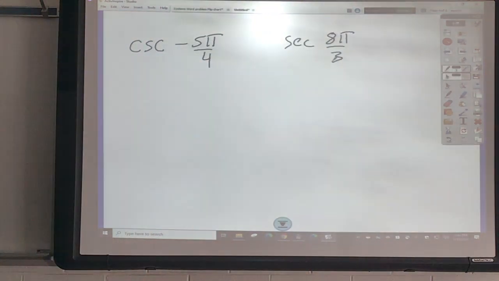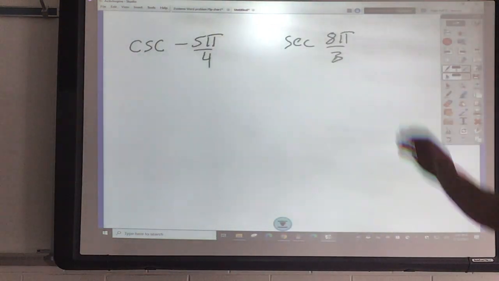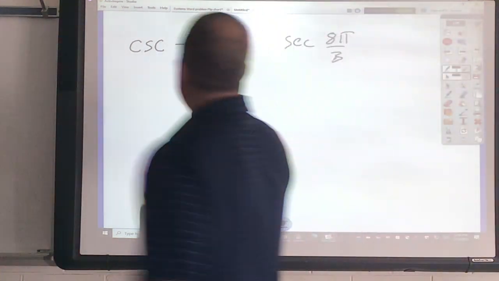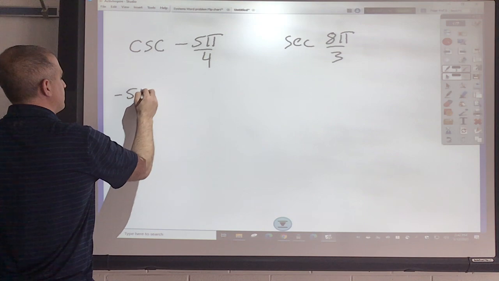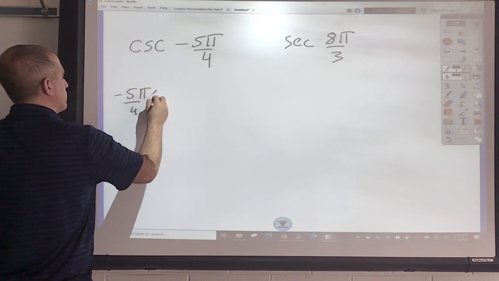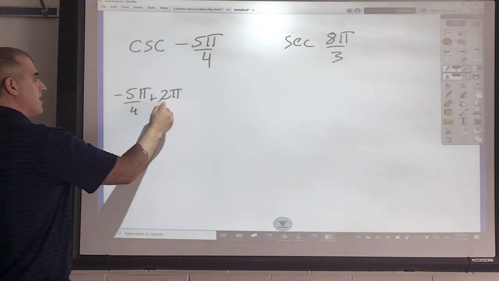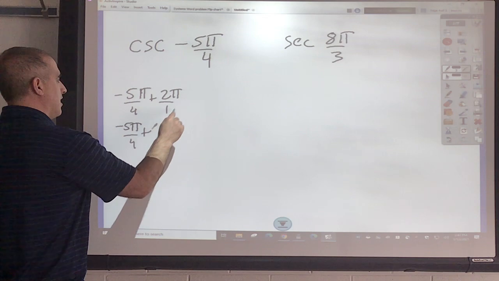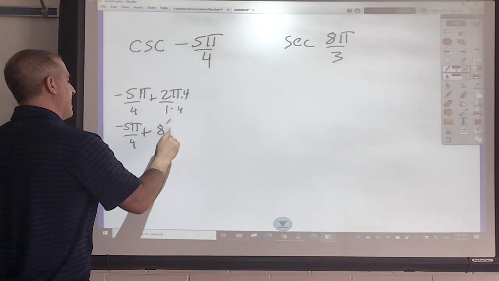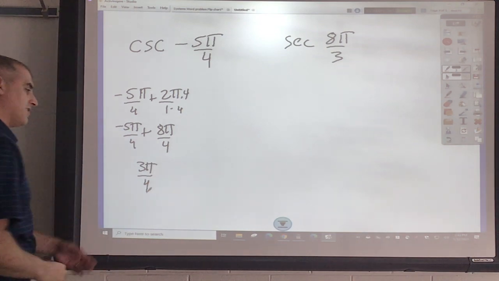Okay, these are very much the same as the other ones. The only problem is I got a negative. So just like the last time, I'm going to add 2 pi, which is really 360, to make it positive. From a common denominator standpoint, that's negative 5 pi over 4. I would need to multiply this top and bottom, which would be 8 pi over 4. If I add that, it would be 3 pi over 4. So that's what I'm working with.